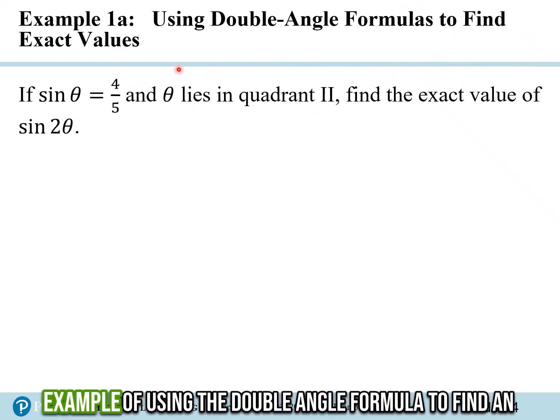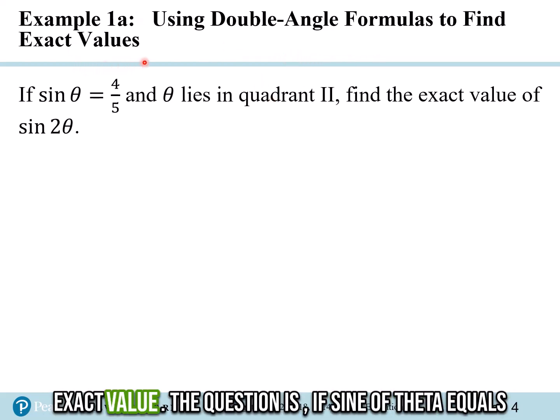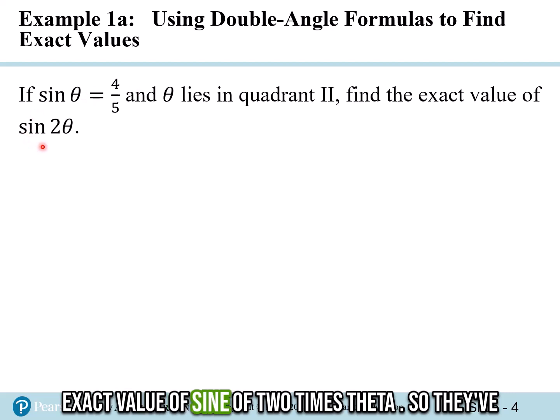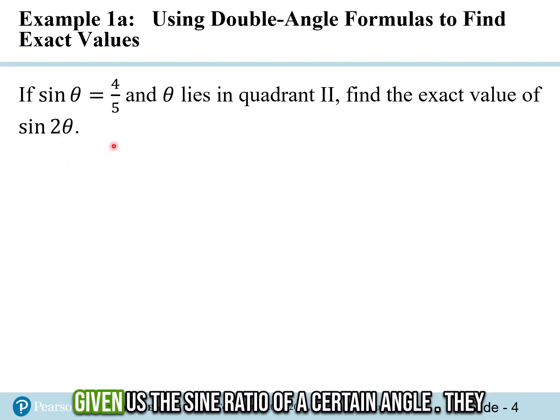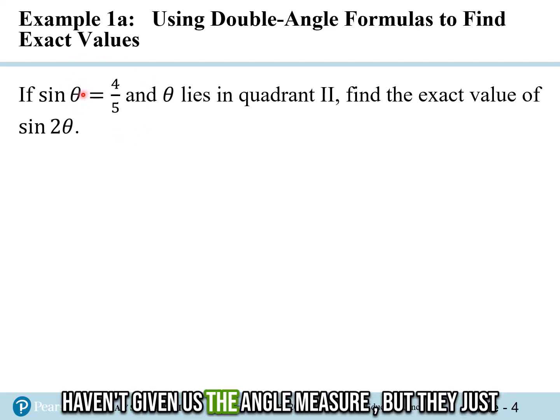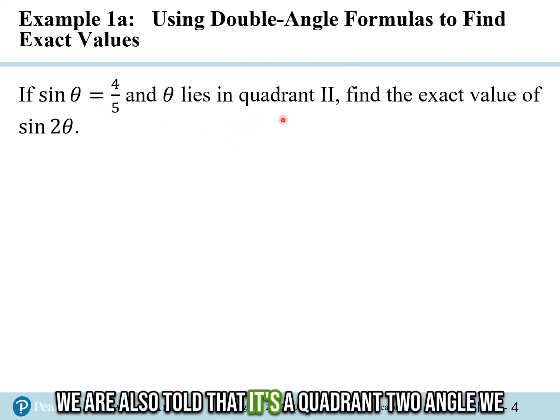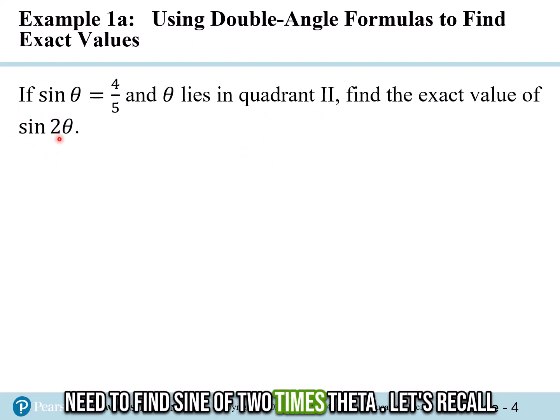Here's the first example of using the double angle formula to find an exact value. The question is, if sine of theta equals 4 over 5 and theta lies in quadrant 2, find the exact value of sine of 2 times theta. So they've given us the sine ratio of a certain angle. They haven't given us the angle measure, but they just name it as theta. But we know the ratio for it, and we are also told that it's a quadrant 2 angle. We need to find sine of 2 times theta.